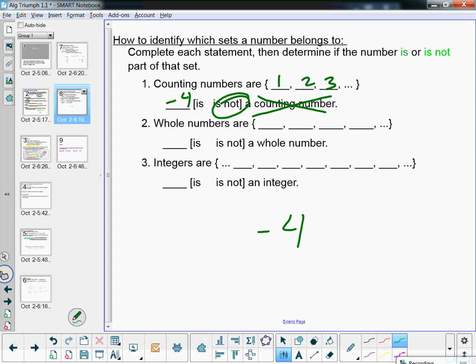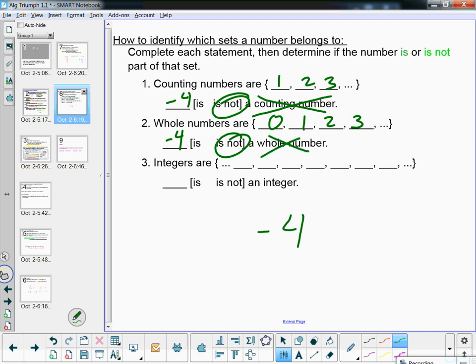Whole numbers are what? Pause your video and write it in. Whole numbers are counting numbers 1, 2, 3 plus 0. 0, 1, 2, 3, on and on and on. -4, is it in that set? No. So it is not a whole number.